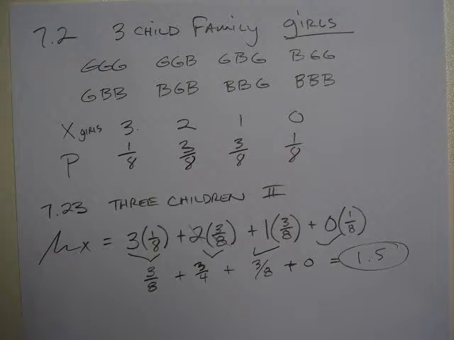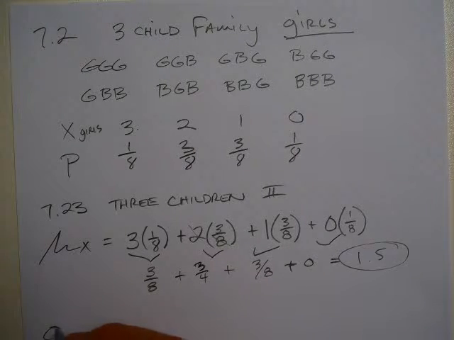Add those up. Probably would have been easier if I'd left that in eighths. So that would have been 6/8. So 3 plus 6 plus 3 is 12/8, 1.5. So if you have 3 kids, what's the average number of girls you'd get? I bet you could have answered that without doing that. I mean, we could have said 1.5, right? But this is the calculation for it, and this is how it comes up.